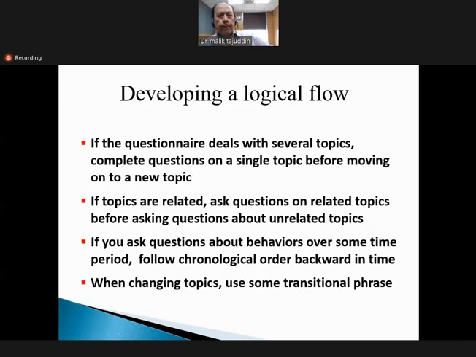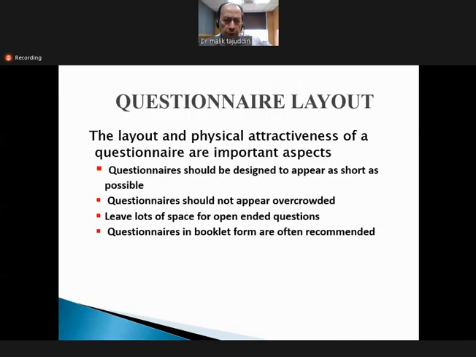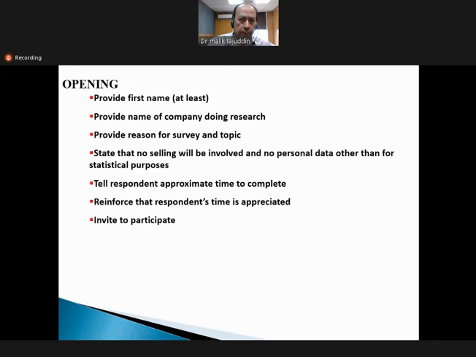Then there should be a logical flow, as we have mentioned, from rapport to the other. As for the layout of the questionnaire, decide which type you want, in the form of a leaflet or a booklet, etc. The questionnaire should not appear overcrowded, and it should leave lots of space for open-ended questions, because there will be long answers. Questionnaires in booklet form are often recommended.